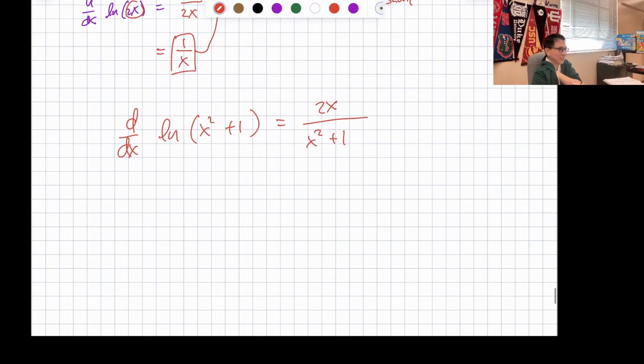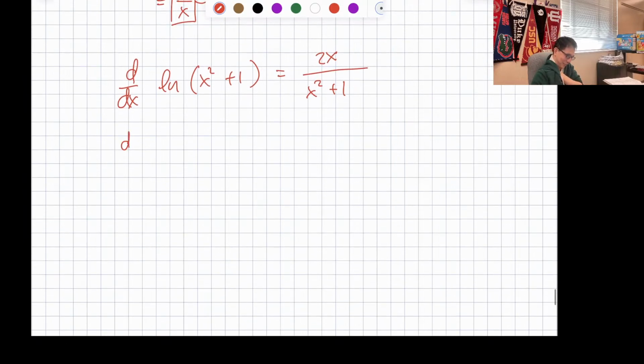You banned it. You didn't play it anyway. These two got different answers. How do you guys like okay. Now take the derivative of x ln of x. This one's harder. Derivative of x ln of x.